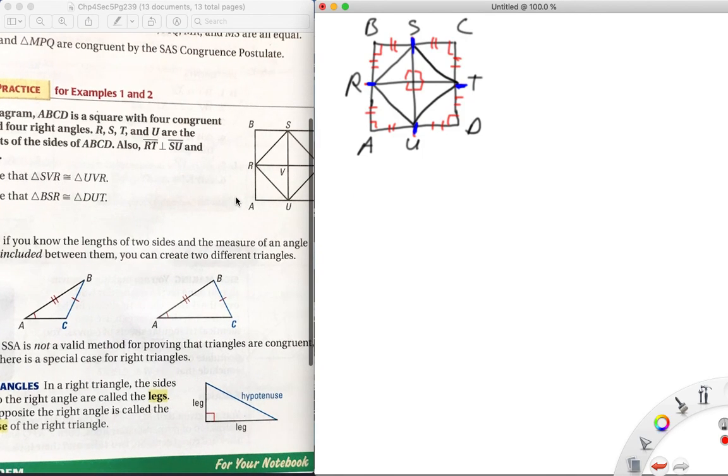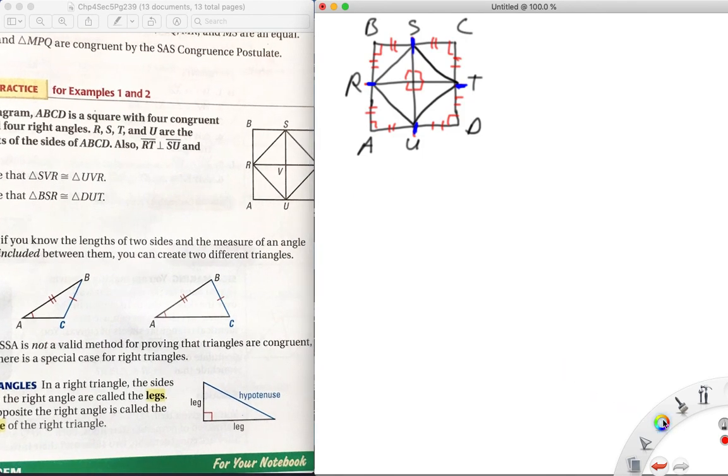So the first thing I wanted to prove is SVR. Where is V? Oh, V is right here. Oh, Lord. I'm going to put a dot there. I'm going to put a dot here to say that that's V. Alright.